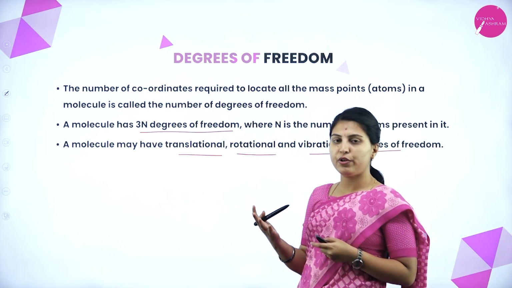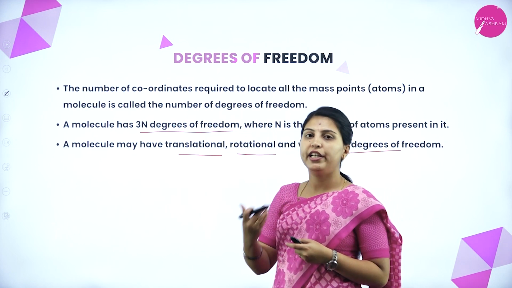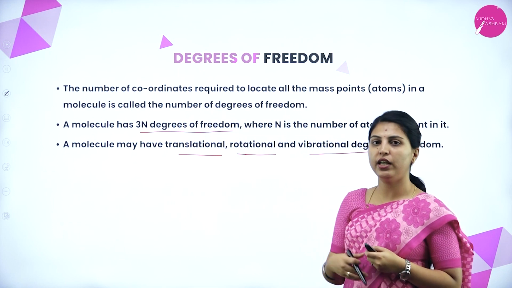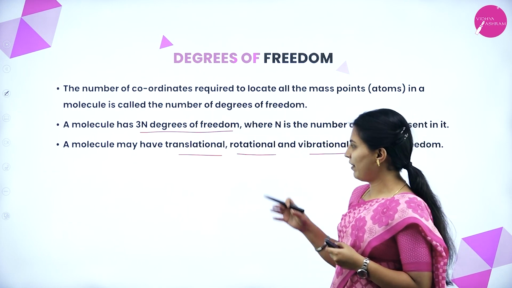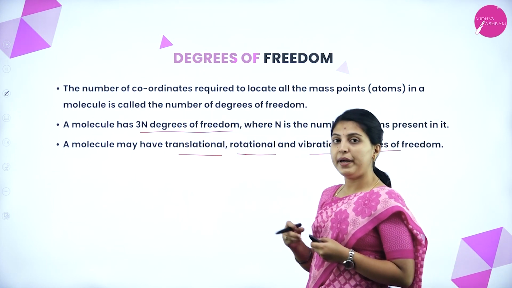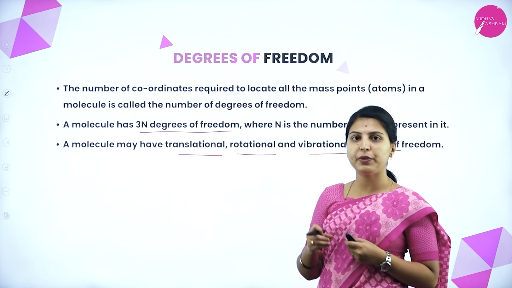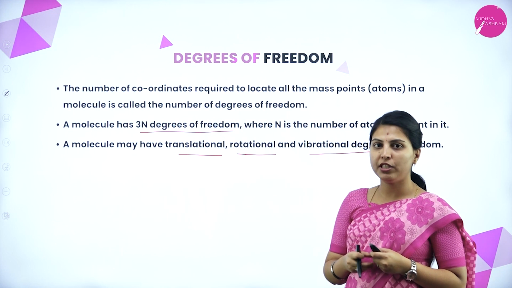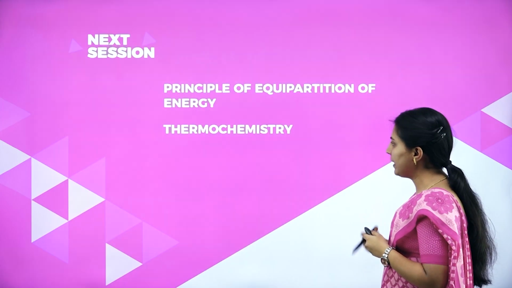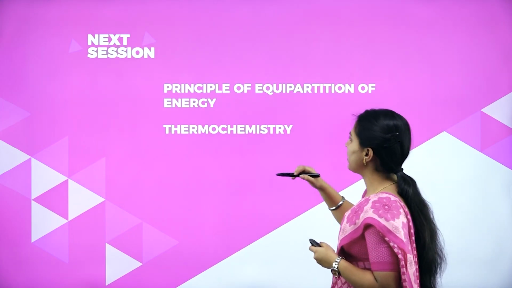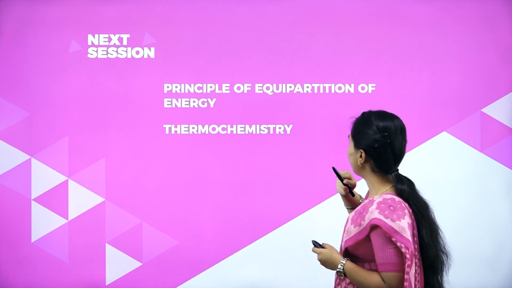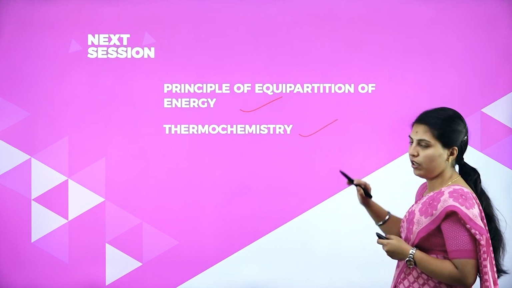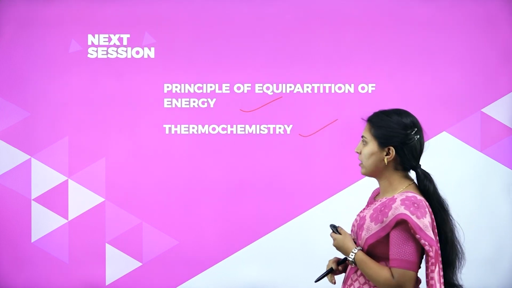This is extra information: the Joule-Thomson effect, inversion temperature and degrees of freedom you will see in your next classes, but I have given the extra information. But the relationship between enthalpy, pressure, temperature and volume in an adiabatic process is very important, so we will see it in the next class. Topics are the principle of equipartition of energy and thermochemistry, which will be discussed in the next session.